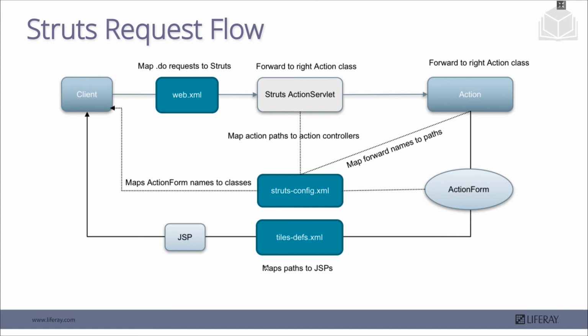So struts-config.xml may say, oh hey, this action, once it's done, we can then call a specific JSP down in the tiles-defs.xml. Tiles-defs.xml will then say, after the action is done, we're then going to send you off to display this specific JSP. So this is the diagram here in a nutshell.